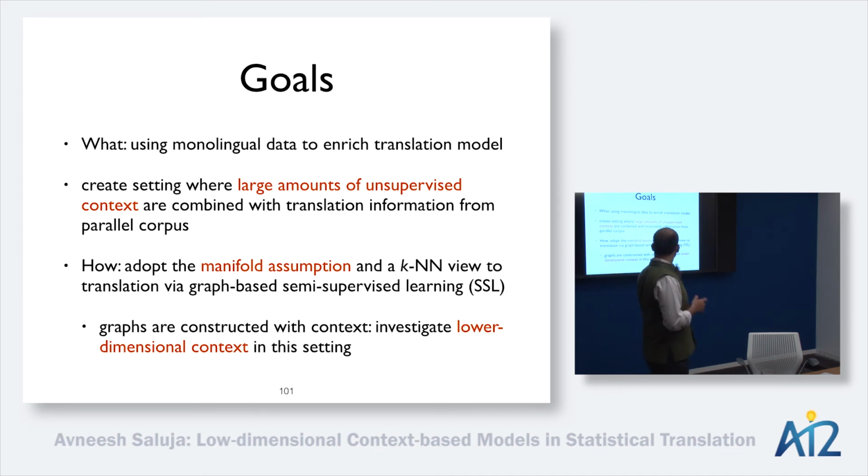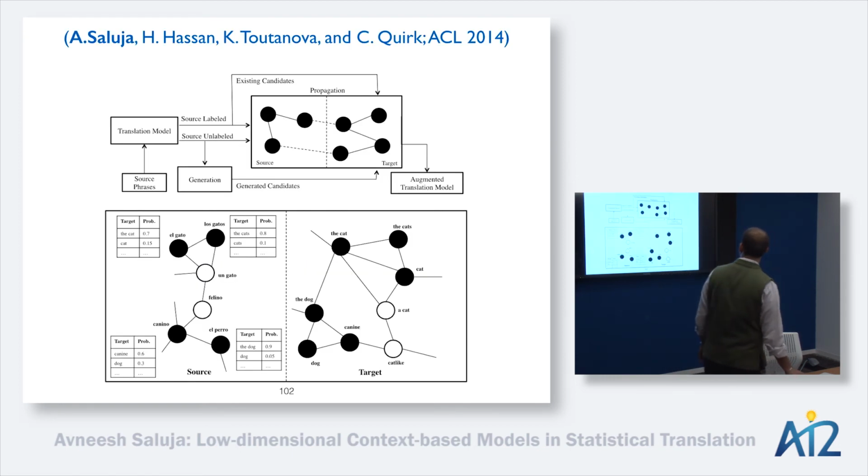So the basic idea here is we're going to use a large amount of monolingual data to construct graphs in two different languages, the source language and the target language. Based on the graph structure, we're going to propagate information through the graphs. We're also going to embed unlabeled phrases that we don't have translations for in this graph, and we're going to figure out what their translations are based on how they are structured and how they're embedded in this graph. So this is the basic idea here.